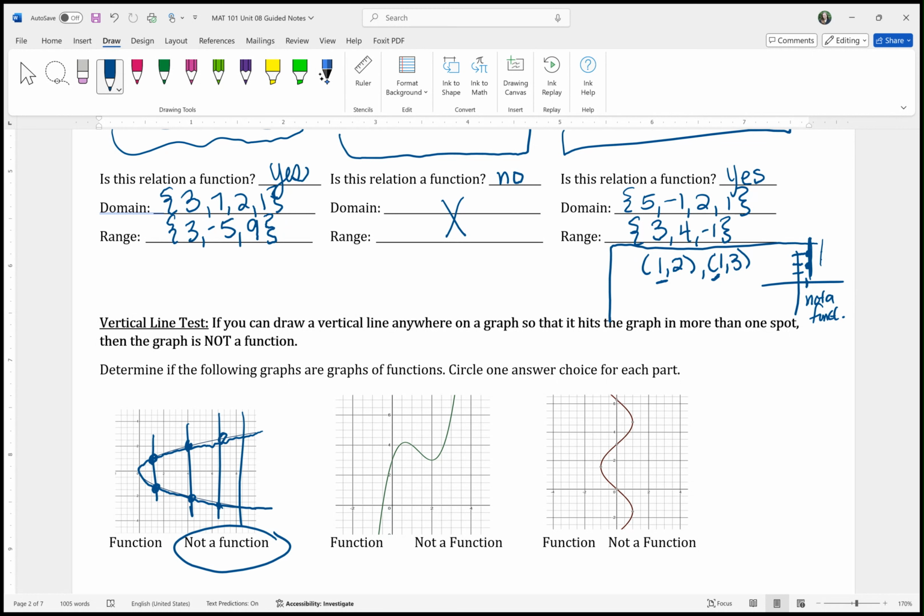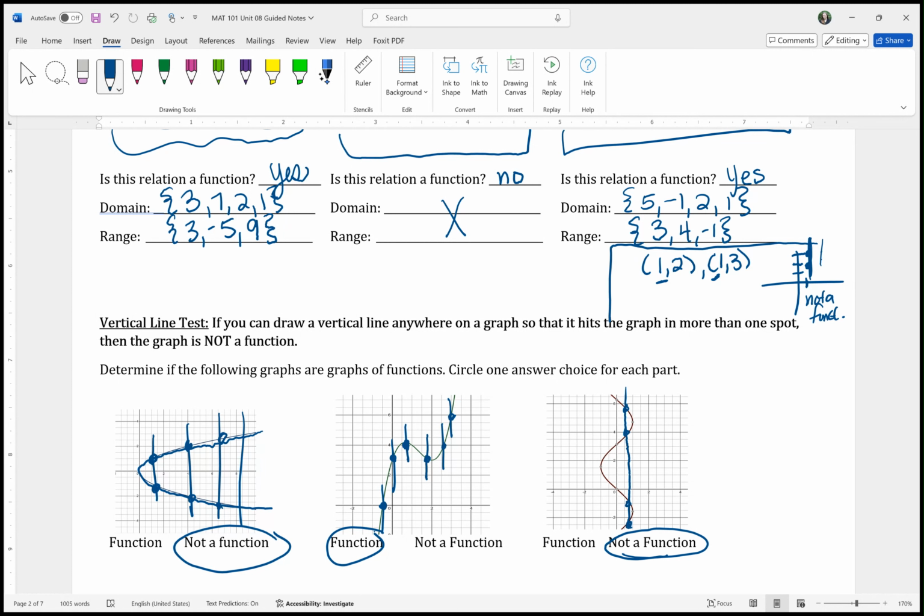Let's look at our next one. We've got just 1 time there, 1 time there, 1 time, 1 time. So really pretty much anywhere that I draw a vertical line, it's only hitting the graph 1 time. So this one is a function. And I think this last one's probably pretty easy to see that if I draw a vertical line, this one is hitting it honestly infinitely many times as that graph goes on and on. Okay, so this one is not a function.